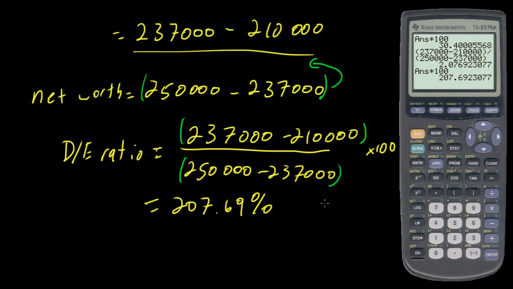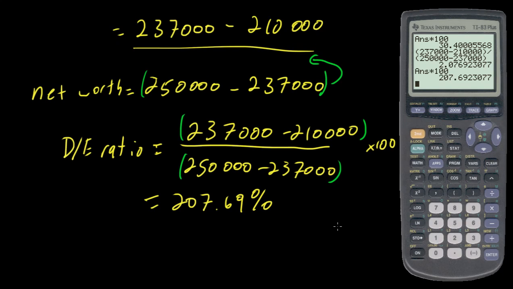Let's read what this number means. What this means is that his debt, taking away the house, is 207% more than what he's going to actually have as net worth. So if he needed to, let's say, liquefy his assets so he can pay off his loan, his debt is going to be 207% greater than that.